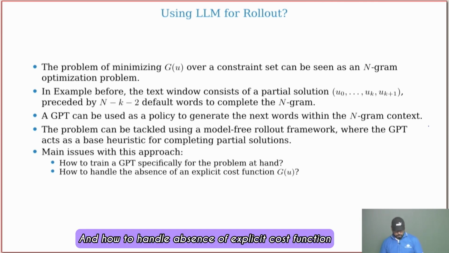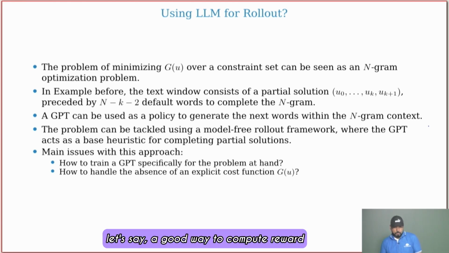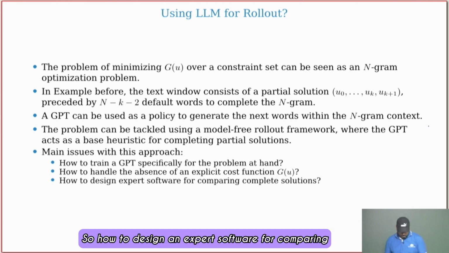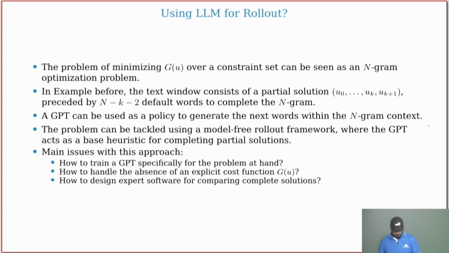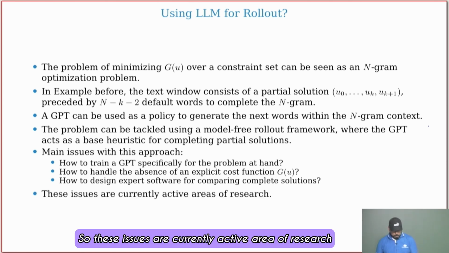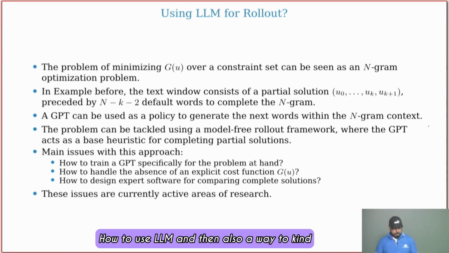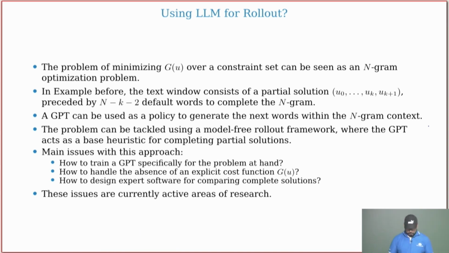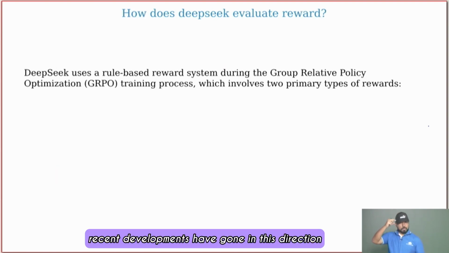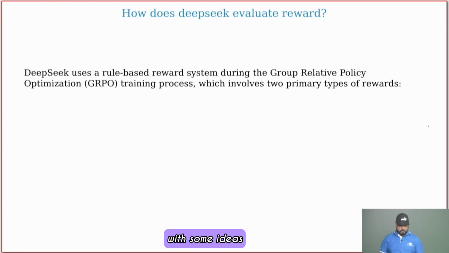And how to handle the absence of an explicit cost function, because there is no, let's say, good way to compute reward. So how to design an expert for comparing, let's say, a complete solution. So these issues are currently an active area of research: how to use LLMs, and also a way to give rewards and so on. Recent developments have gone in these directions with some ideas.